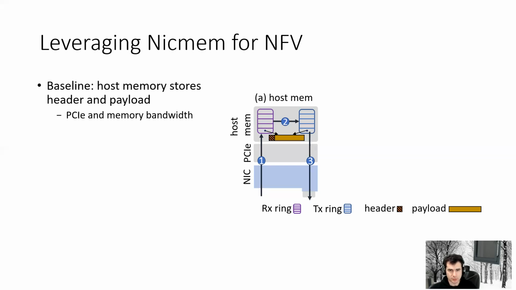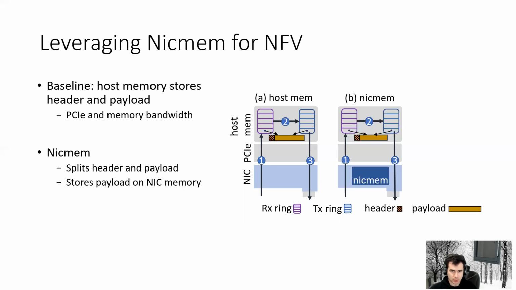Thereafter, the NIC reads the transmit descriptor, which is step 3, and finds the pointer to the buffer, the packet's data, and DMA reads the packet's data to send it over to the wire. And this process is wasteful as it wastes PCIe and memory bandwidth in the process.